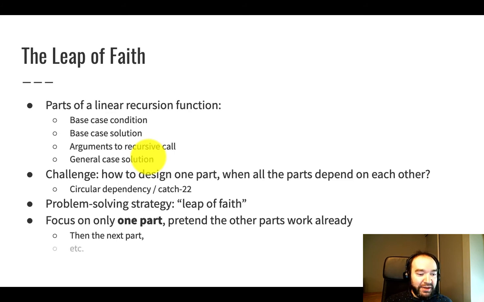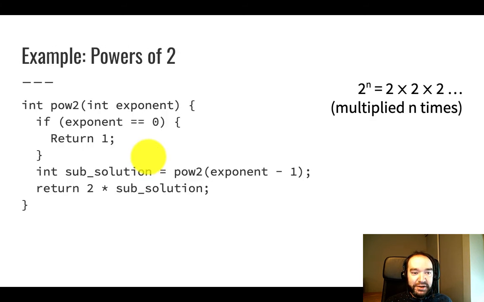Once you get that to work, then tackle one of the other parts. Keep doing them one at a time until the whole thing works. And then kind of magically at the moment when all four are working, then the function is something that can compile and run and work. Let's look at one example, powers of 2. Powers of 2 are exponents, 2 to the nth power. That's basically 2 times 2 times 2 times 2, and this multiplication repeats about n times.